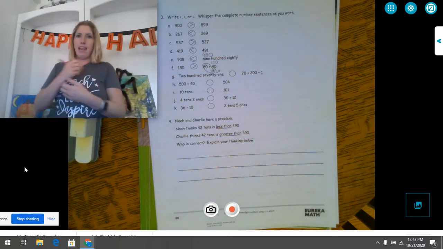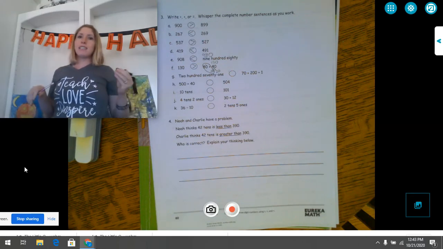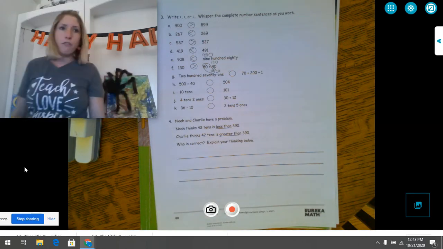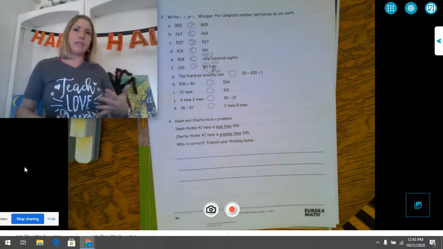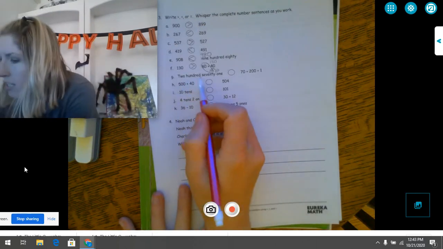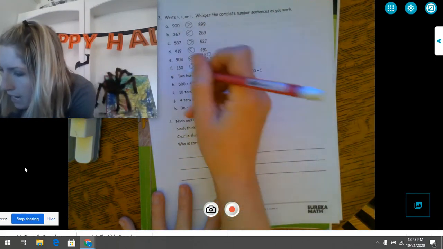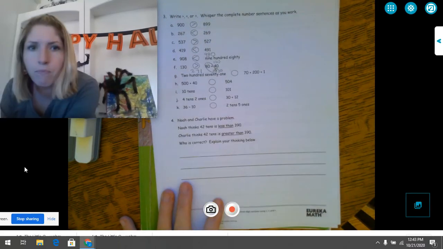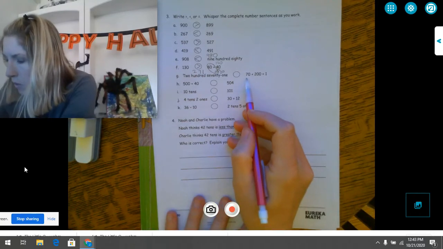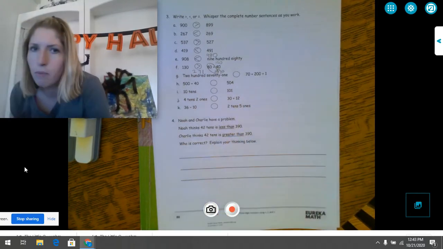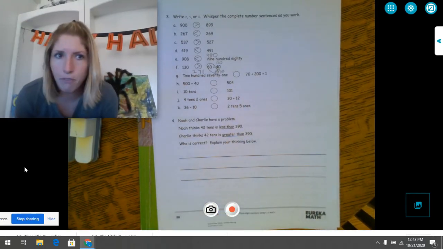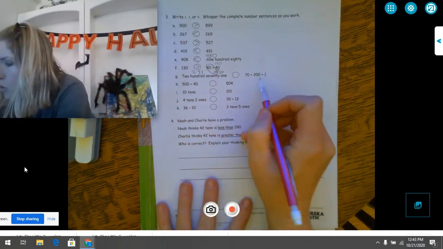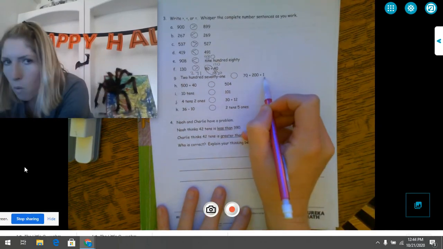Okay, next, 271. It's written in word form. We are going to write it out in standard form. So 271 is written like this, 271. And now this one is written in expanded form, and I need to write it in number form or standard form. So 271.